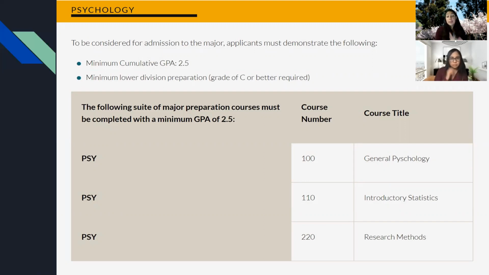And in terms of the specific major, so psychology, the minimum GPA is 2.5 for these three courses, which are the required courses that you have to take. Not the recommended, these are the required courses you have to take. So we have Psych 100, Psych 110, and Psych 220.